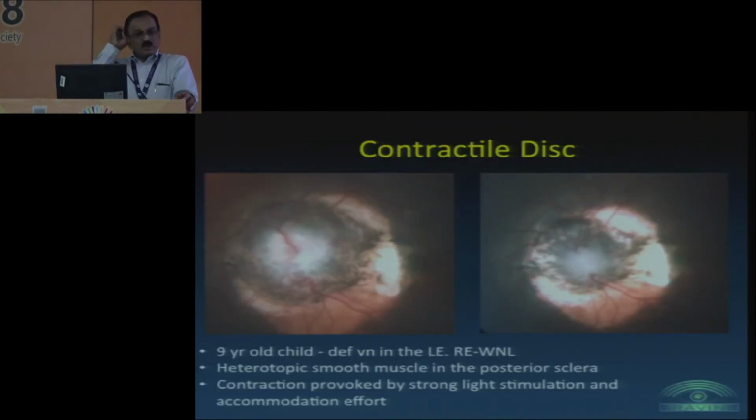Yeah, that was a beautiful video of the disc contracting. It's a rare phenomenon, but it has been reported many times. We don't know exactly what the pathology is. They say there could be a heterotopic smooth muscle in the posterior sclera, which works in relation to your breathing. I don't know what the actual connection would be, but there are several theories why this contraction happens, and very often it is provoked by strong light stimulation and the accommodation effect. So it was a little difficult to capture the video, but somehow we were able to do it.